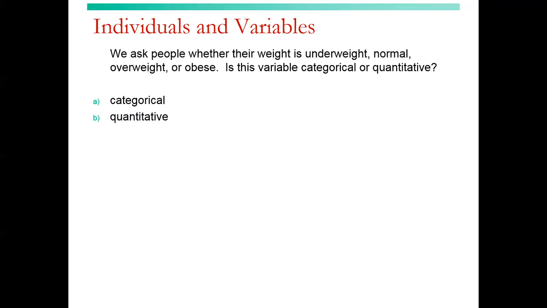We ask people whether their weight is underweight, normal, overweight, or obese. Is this variable categorical or quantitative? Underweight, normal, overweight, and obese are not numerical data, so this is categorical data, categorical variables.